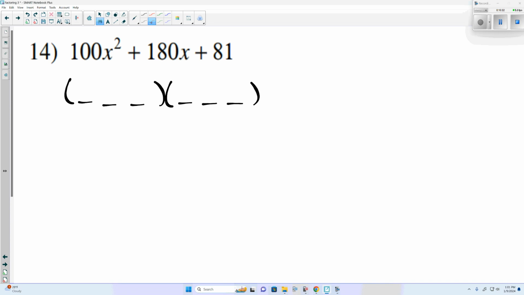There is no greatest common factor, so we'll have two sets of parentheses with three spaces. Since the third term is positive, our signs are the same and they match the sign of the middle term, which is also positive. So plus and plus. First thing we'll do is find the factors of 100x squared. Well, the factors would be 1 and 100.